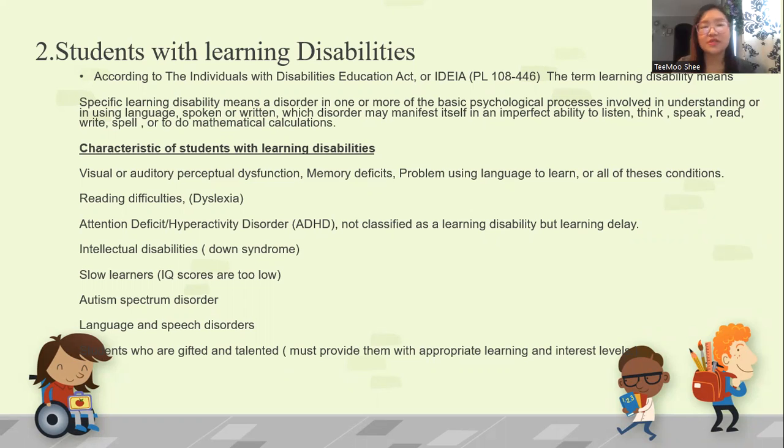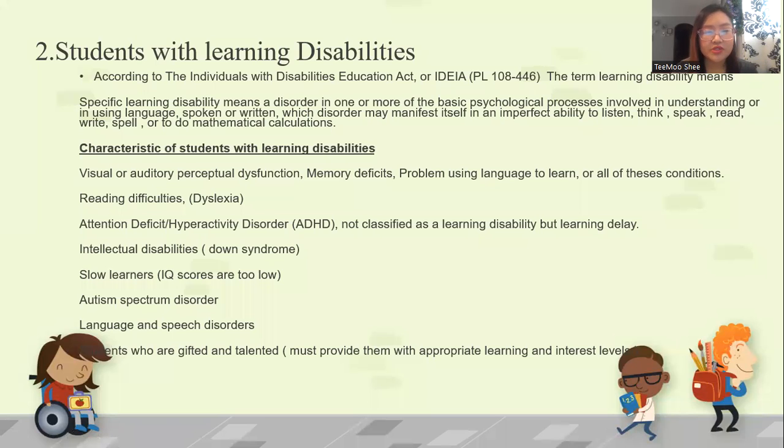a specific learning disability means a disorder in one or more of the basic psychological processes involved in understanding or in using language, spoken or written, which disorder may manifest itself in an imperfect ability to listen, think, speak, read, write, spell, or to do mathematical calculations. Here are some characteristics of students with learning disabilities, for example, visual or auditory perceptual dysfunction, memory deficit, problems using language to learn, or all of these conditions.